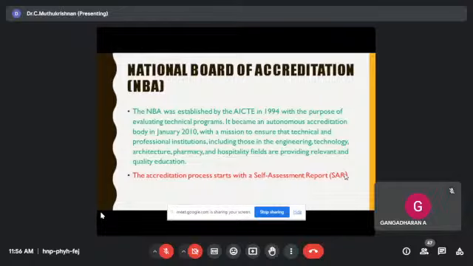So we have to study about the National Board of Accreditation, NBA, very clearly. It was established in January 2010 with a mission to ensure that technical and professional institutions, including those in engineering, technology, architecture, pharmacy, and hospitality fields, are providing relevant and quality education. This accreditation process starts with the self-assessment report. You know that the self-assessment report, SAR, is very, very important. The self-assessment report is the heart of the institution. If the institution prepares the self-assessment report properly, they will definitely get the accreditation from the NBA as well as NAAC also.